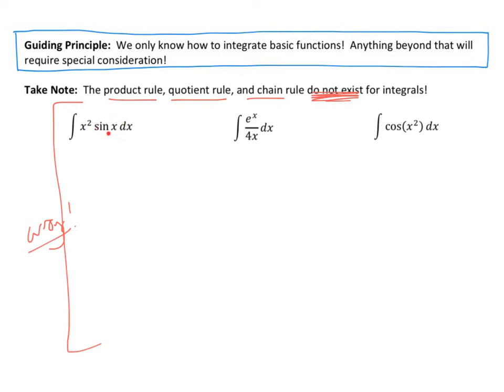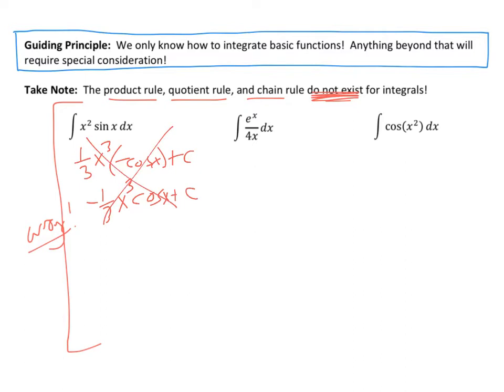Just because you know the antiderivatives of the individual parts doesn't mean you know how to deal with a product. You cannot say that this is, well, the x squared part would be 1/3 x cubed, and the sine x part would be negative cosine x plus c. You cannot say that this is negative 1/3 x cubed cosine x plus c.